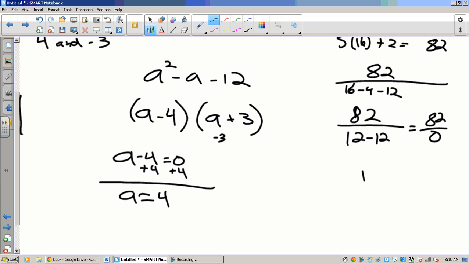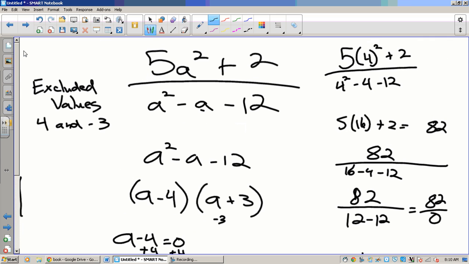And then the same would hold true if I put in negative 3. So you can check your answer and put it back in and see, does the denominator equal 0? And as long as the numerator doesn't equal 0 too, it's an excluded value. If for some reason the numerator equals 0, then it would be true. It would be 0 over 0. Then that's a little different case.